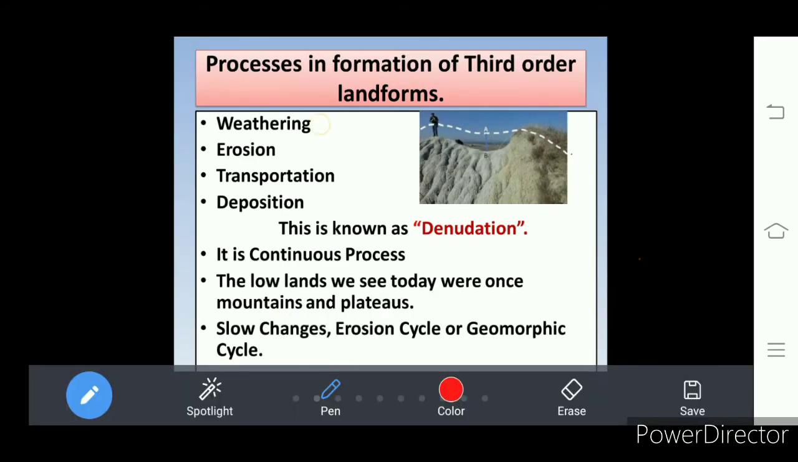What are those stages? Weathering, first one. Second is erosion. Third is transportation. And fourth is deposition. By all these four stages, we see the formation of new landforms, which are called third order of landforms. And this process of weathering, erosion, transportation, and deposition is called denudation process. What is meant by denudation process? Weathering, erosion, transportation, and deposition, collectively called denudation process.